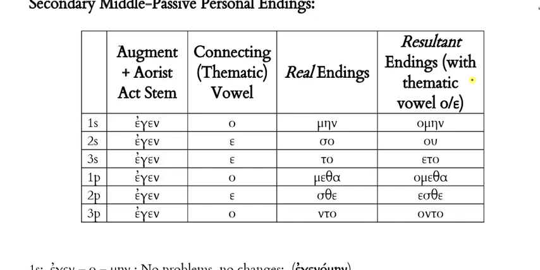There's going to be a separate stem, the aorist passive stem. There's going to be a tense formative for the aorist passive. There won't be a connecting vowel. And then the aorist passives are naughty. They don't use the secondary middle passive endings. They use the secondary active endings. That doesn't make sense, does it? How does a passive tense use active endings? That's the only one that does that.